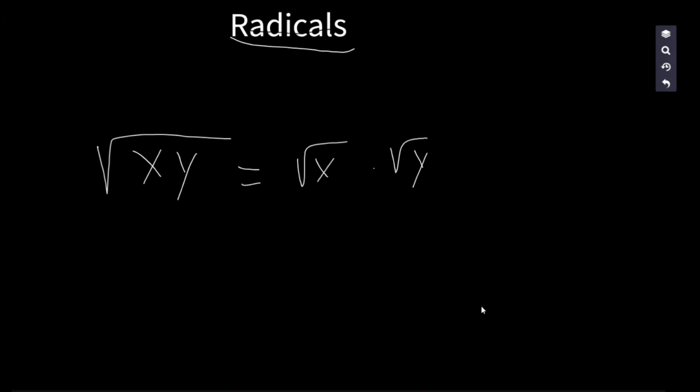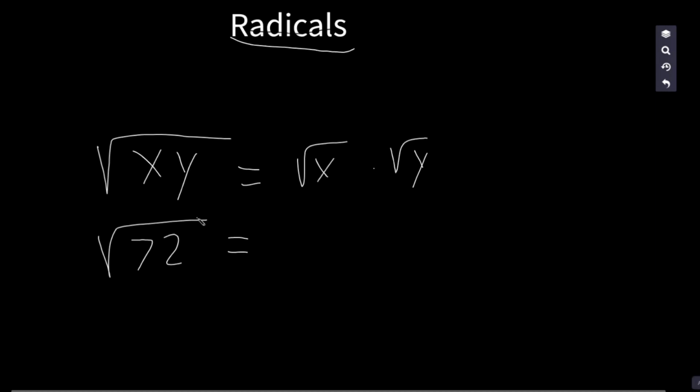Okay, now you may not realize why this is so important. But here, if I give you a number such as, I don't know, square root of 72. Now, how would you simplify this? Well, you can't really simplify this because it's not a perfect square. You can't take the square root of this 72. But actually, there is a way to simplify this.